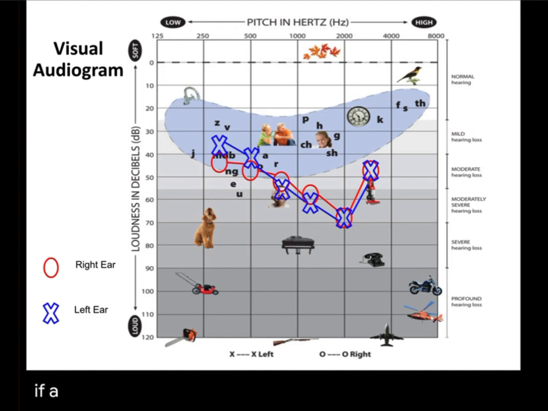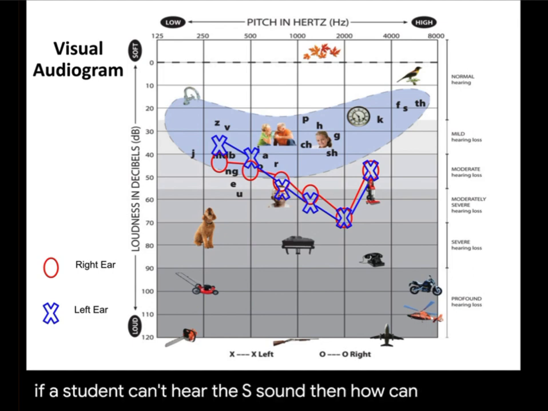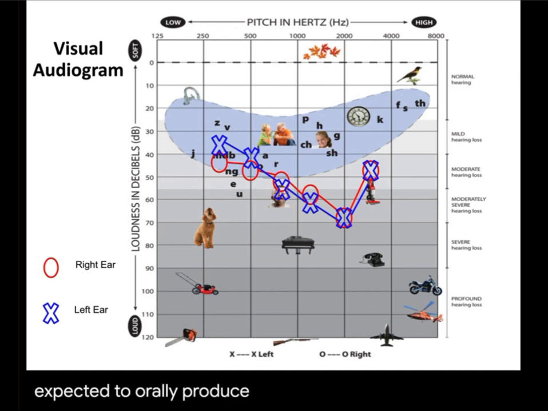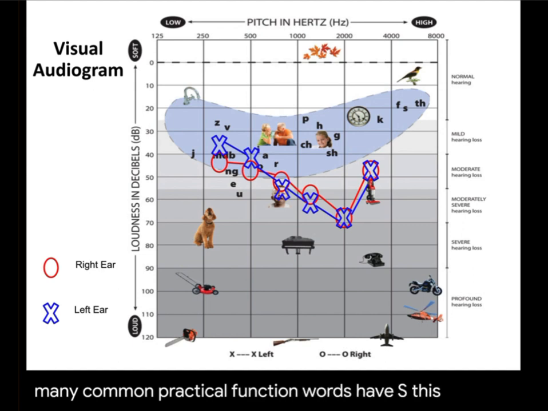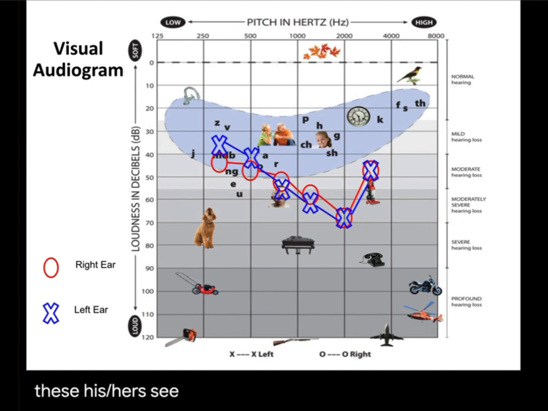If a student can't hear the S sound, then how can they be expected to orally produce the S sound in their speech or their reading? The S sound is hugely important for understanding possessives, plurals, and many comprehension markers in spoken language. Think of how many common practical function words have S. This, those, these, his, hers, see, saw, to name only a few. If you can't hear S, your comprehension is naturally behind before class has even begun.